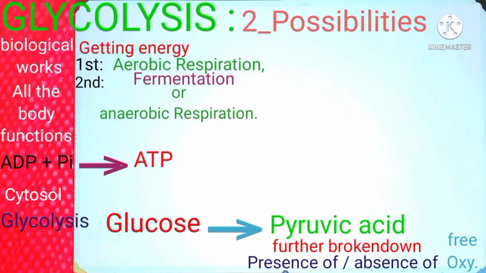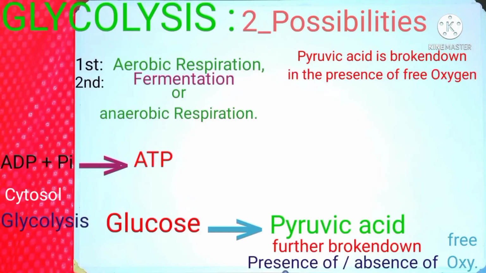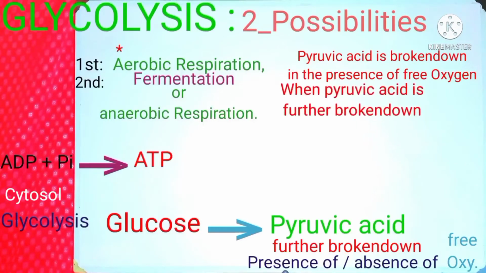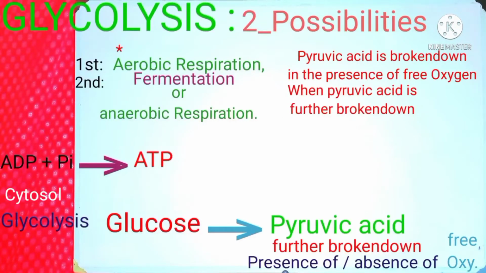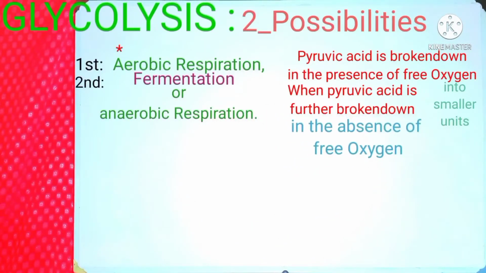The definition of aerobic respiration is that when the end product of glycolysis, that is pyruvic acid, is further broken down in the presence of free oxygen, then the process will be known as aerobic respiration. Whereas when pyruvic acid is further broken down into smaller units in the absence of free oxygen, then this process will be known as fermentation, also called anaerobic respiration.